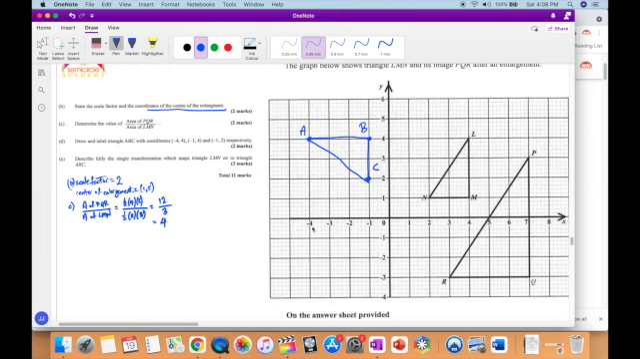Thank you very much. Describe fully the single transformation. You notice they said single. Please, especially Scotia, all of the words that you get are supposed to be important. Single transformation, right? Because I could achieve getting from here LMN to triangle ABC, LMN to ABC. What is the transformation? I could do that in many different ways.